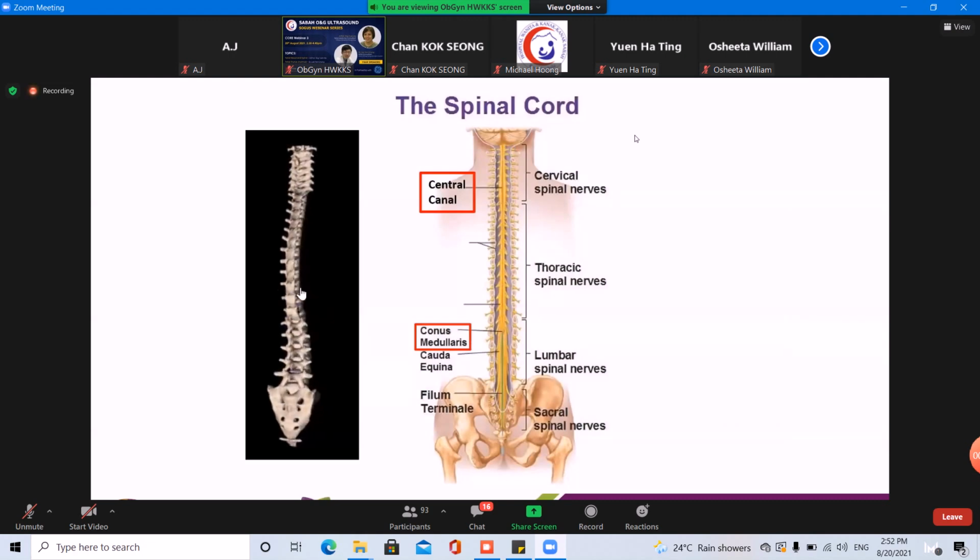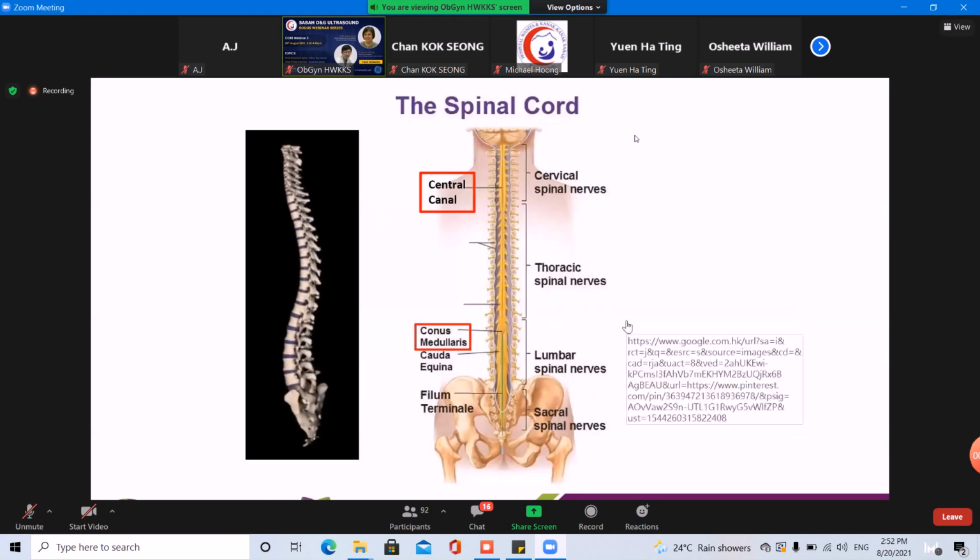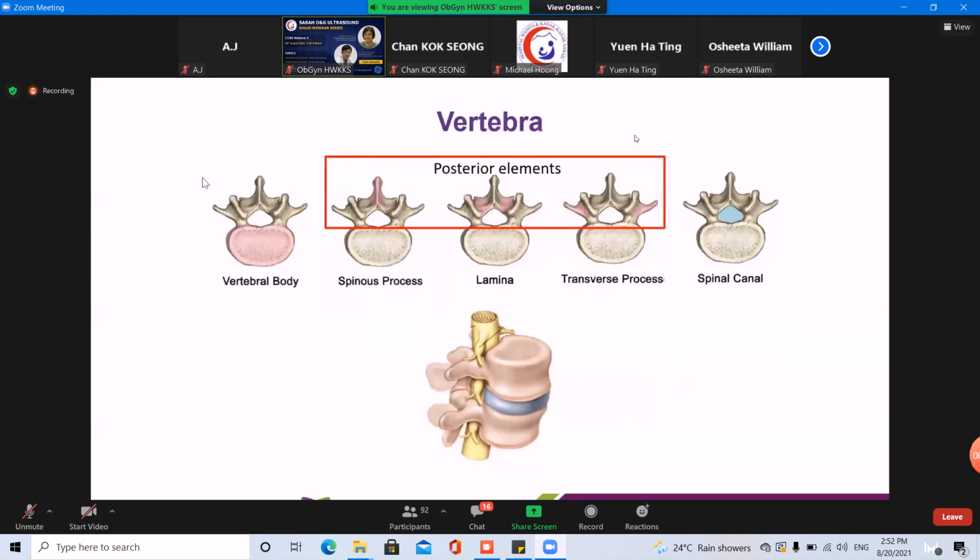And you can see that this spinal cord is housed inside the spinal column, which is made up of a series of vertebrae stacked up one on each other. Therefore, we have to know the anatomy of the vertebra. Now, a vertebra is made up of several parts. The part in front is the vertebral body, and the part at the back we call the posterior elements, sometimes called the neural arch. It is composed of the spinous process, the lamina, and the transverse process.